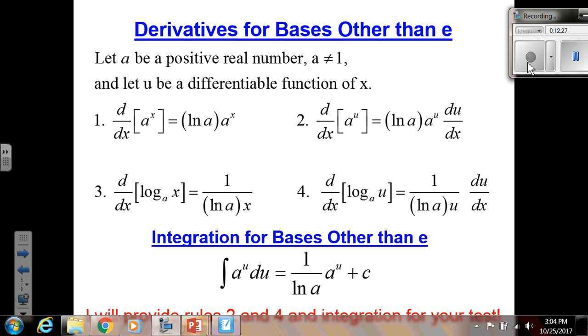I don't know if you can read that or not. My strip at the bottom is kind of hiding it. It says, I will provide rules 2 and 4 and the integration on your test. That should be really great news for you. So these you don't have to memorize for at least this test. You'll have to eventually for your final in AP. But for this test, I will put those at the top. Okay, so you'll be good.